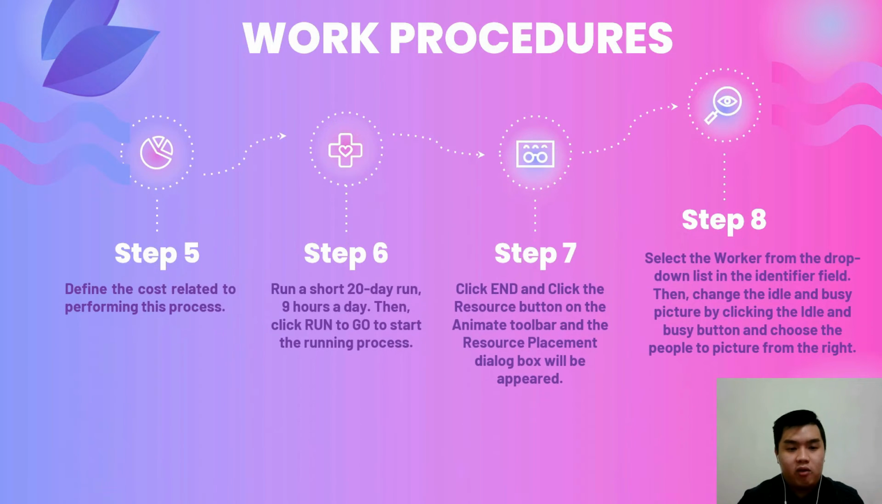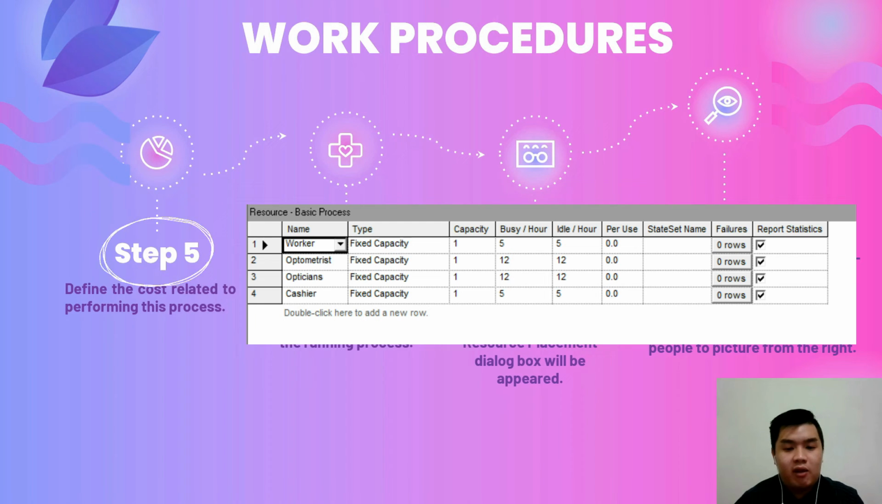Next is step 5. In the Resources module, we can define the costs related to performing this. The worker and cashier costs are fixed, and for the optometrist and optician, costs are fixed at 12 per hour. In the resources spreadsheet, click the busy per hour cells and assign the idle cost rate by typing 5 for the worker and cashier and typing 12 for the optometrist and optician.